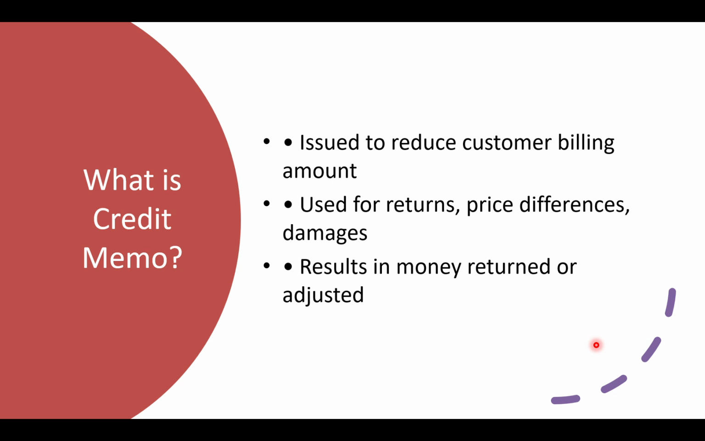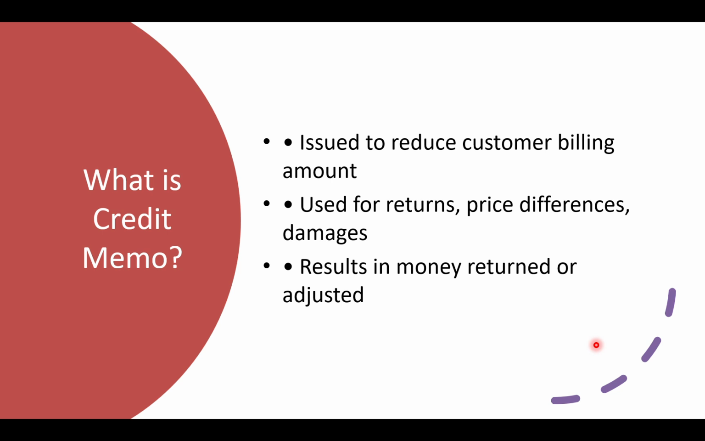First, we will try to understand what a credit memo is. A credit memo will be issued to reduce the customer billing amount, and it will be used for returns, price differences and damages. When our customer is overcharged, let's say the price of the product is around 100 rupees or 100 euros, whatever it is, but the customer is charged 120. So there is a difference of 20, and the customer is overcharged. That 20 we have to return to the customer, so we will create a credit memo for the customer.